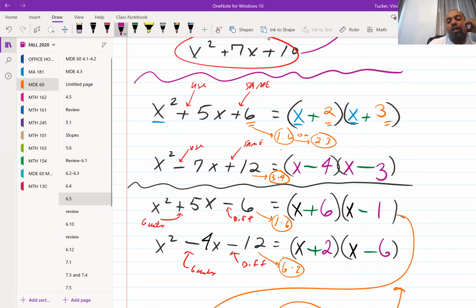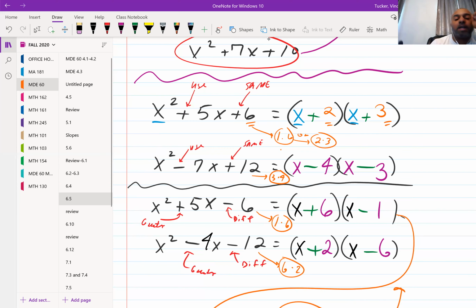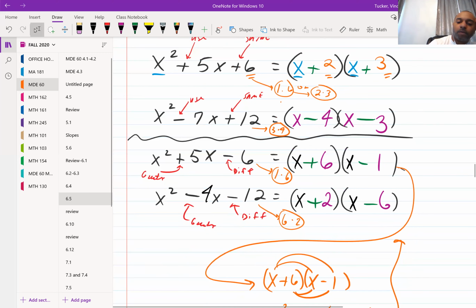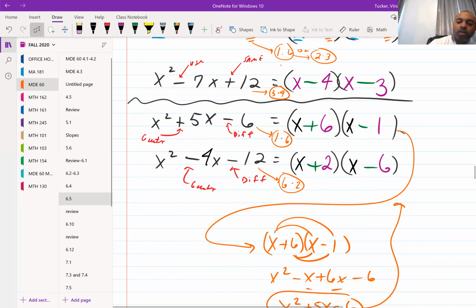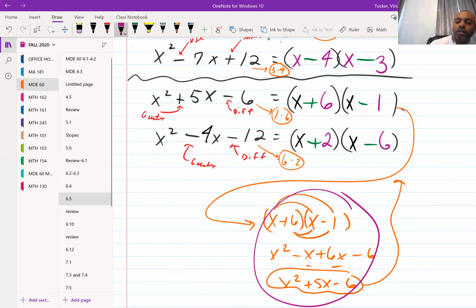All right. So before we do any more questions, as far as these go, that will always be the case. You always go to your back sign. That will tell you whether your sign should be the same or different, and then your front sign will give you more information. And here I'm just emphasizing the fact that if you multiply it back out, you will get what you originally had. And that's what I did right here.